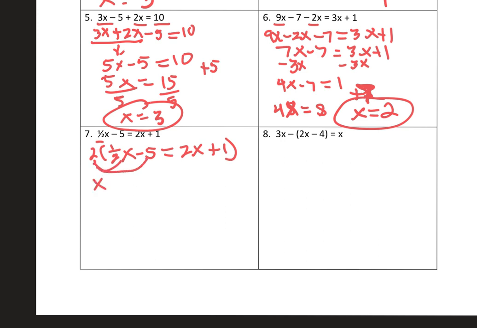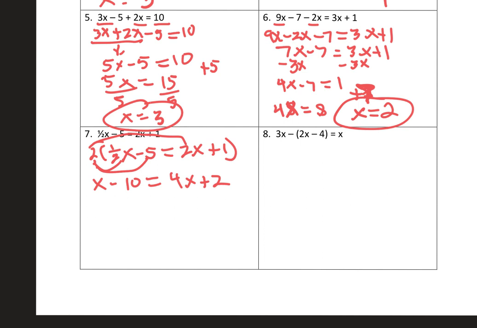2 times negative 5 is negative 10. And that's equal to 2 times 2x is 4x. And then 2 times 1 is plus 2. And now we have an equation that looks like ones we've already done.